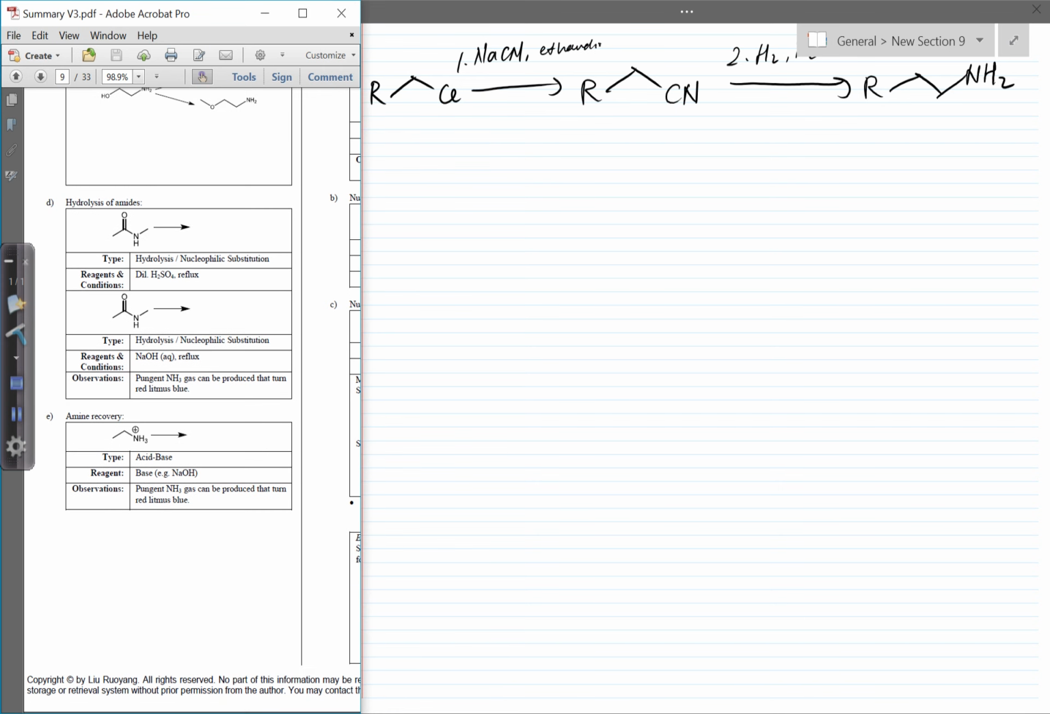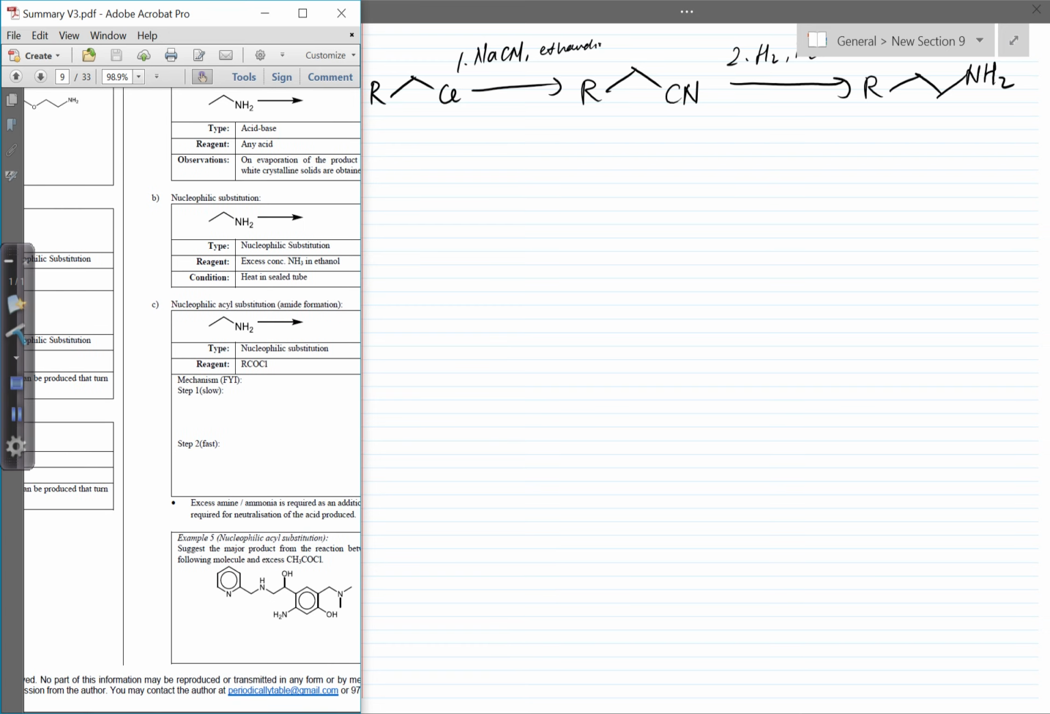And for amine recovery, this one you already learned in O levels, right? If you want to recover your amine from the ammonium, you just have to throw in your NaOH. Okay, you should be able to balance the equation. Right? This is how you can get your amine from your ammonium. Please learn how to balance this equation, right? You have learned in O levels.